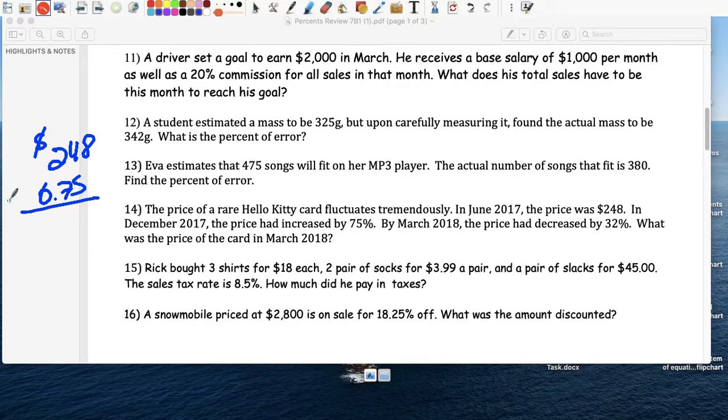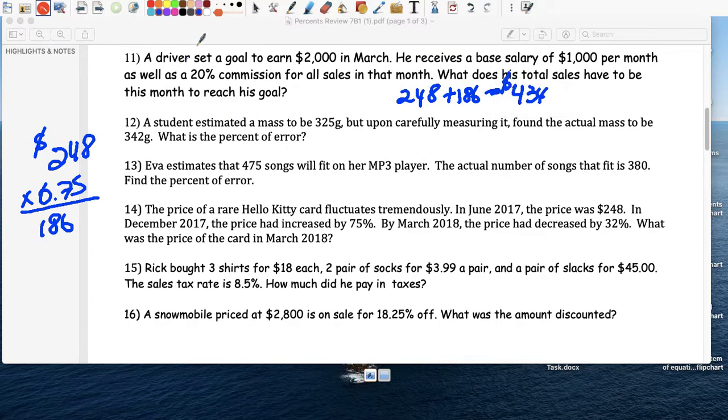248 times 0.75 is 186. So your card was 248. We're going to add 186. So now your card is valued at $434.